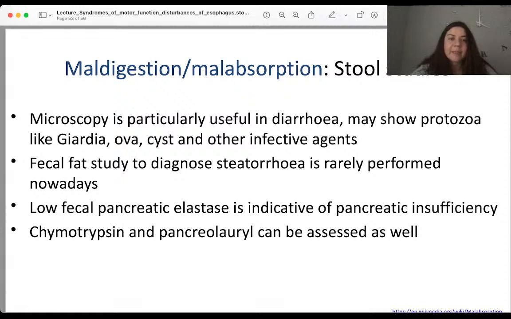Stool studies. Microscopy in maldigestion and malabsorption is particularly useful in diarrhea. It may show protozoa like Giardia, ova, cysts, and other infective agents. Fecal fat studies to diagnose steatorrhea are rarely performed nowadays. Low fecal pancreatic elastase is indicative of pancreatic insufficiency. Chymotrypsin and pancreolauryl can be assessed as well.